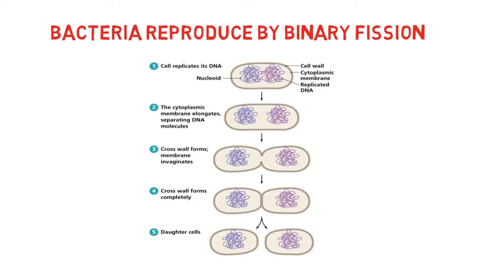the two DNA molecules separate. The membrane invaginates and the cross-wall is formed completely. In this way, one parent cell divides to form two daughter cells, and the process continues till the required amount of population is achieved. But wait, a question came to my mind.